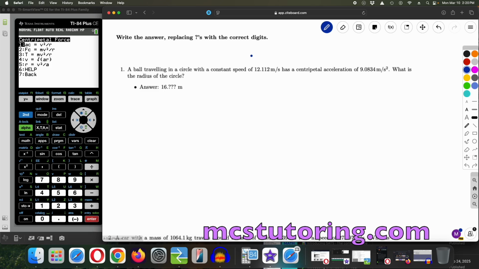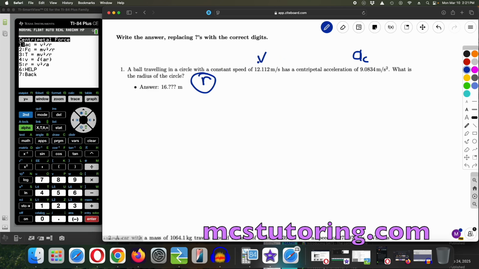Okay, ball traveling in a circle with a constant speed, also known as velocity. Physics people can flame me in the comments. It has centripetal acceleration, so A sub c, of 9.0834 meters per second squared. What's the radius? So the radius is the unknown. I usually circle the unknowns to keep them separate. So we've got V, A sub c. We're looking for R. So let's look at this equation.